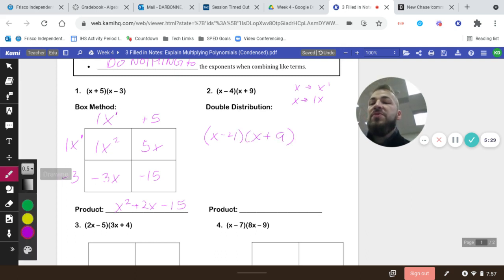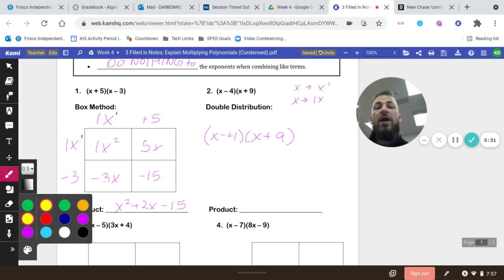So double distribution is where, just like we would distribute a number, so just like if negative 4 was by itself outside, I would multiply negative 4 times x and negative 4 times 9. We're going to repeat that process. We're just going to do it for both. So I'm going to multiply both pieces of the second set of parentheses by negative 4, and I'm going to multiply both sets by x.